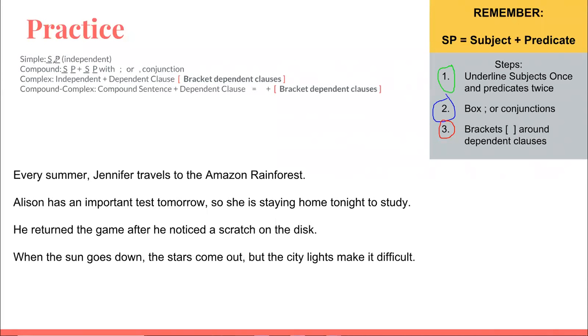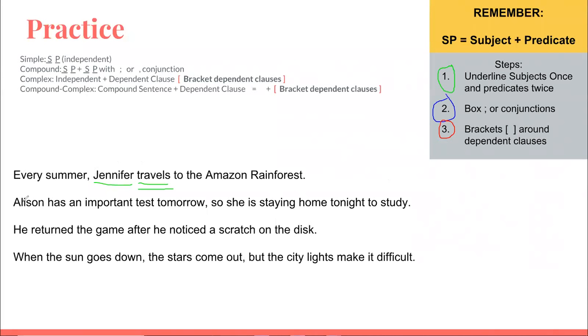Remember, we underline our subject once and our predicate twice, starting with your predicate because it's easier sometimes to find that verb. Every summer, Jennifer travels to the Amazon rainforest. So we have a verb here of travel. So I underline it twice, ask myself who travels? Jennifer. And to help you, I kind of copied the sentences and pasted them, and I have not done an answer key yet. So I'm going to talk you through how I would figure out what kind of sentence this is. There's no other verb. So if there isn't another verb, there's probably not another subject.